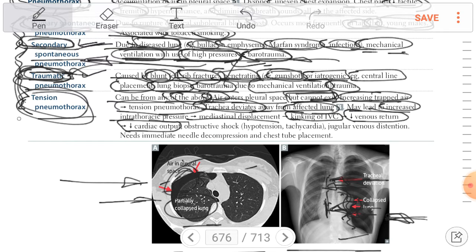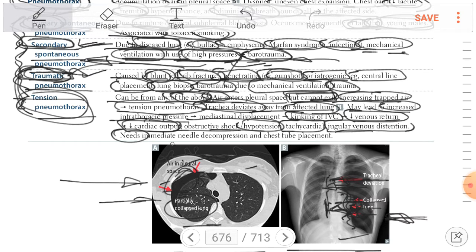Plus this tension pneumothorax will cause what? Obstructive shock, which means what? There is a decrease in the cardiac output, which means hypotension. Then there is reflex tachycardia in response to this hypotension, plus compression on the mediastinum by the tension pneumothorax, leading to jugular venous distension.